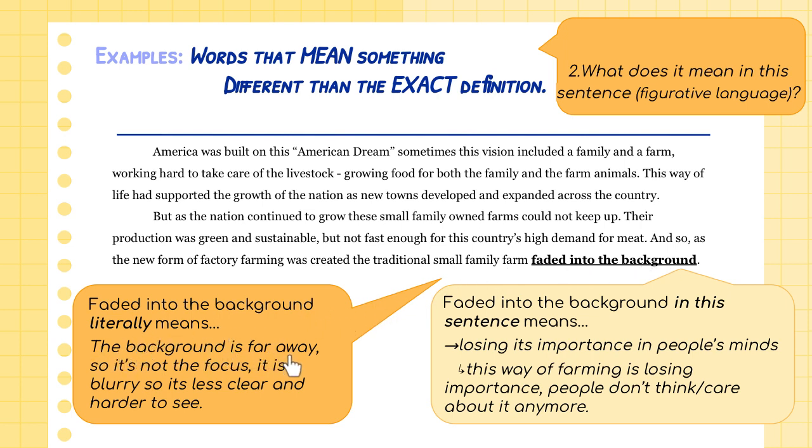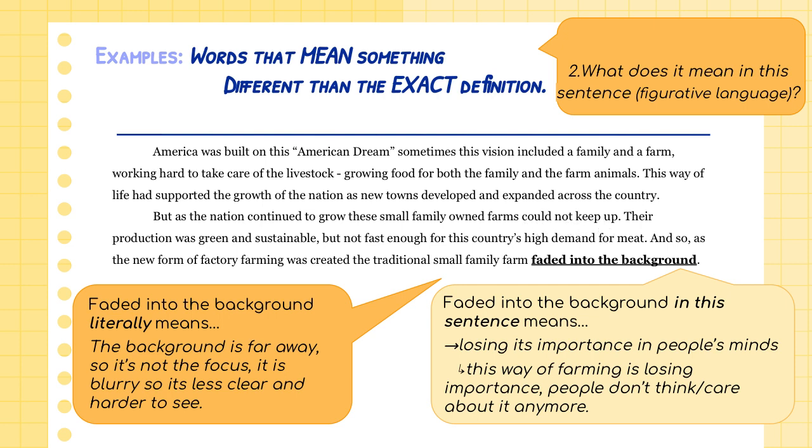Right, if something's in the background, then it's far away, it's not really the focus, and if it's blurry, it's less clear, it's harder to see, so it's probably not important. And then, using the clues from this paragraph and from what we read, we know that this way of farming is losing importance, right? They just can't keep up.